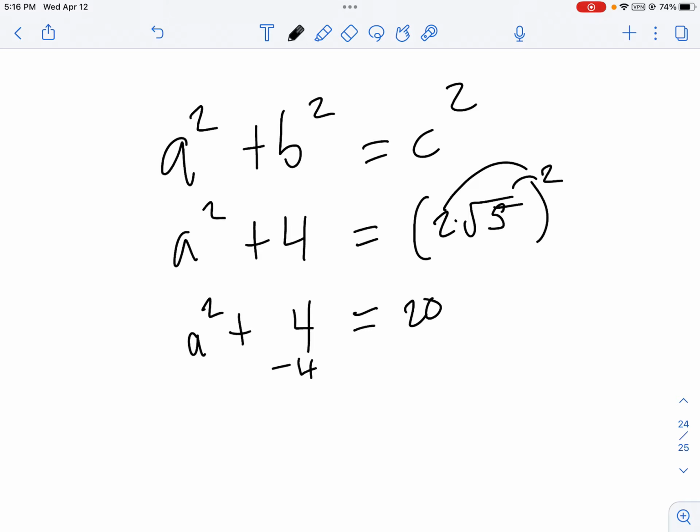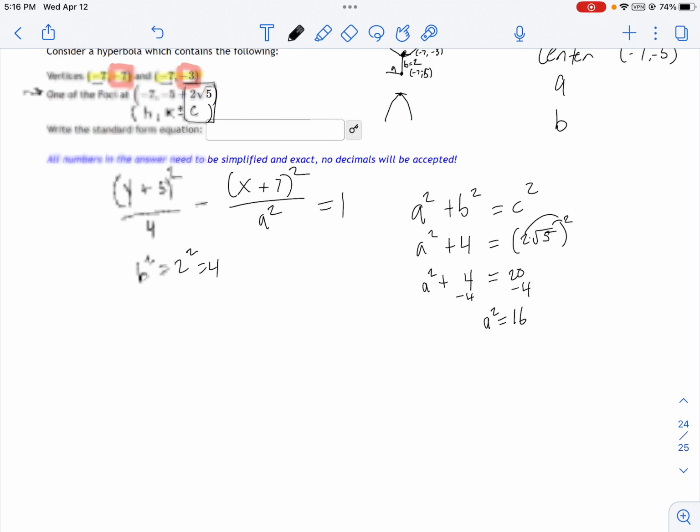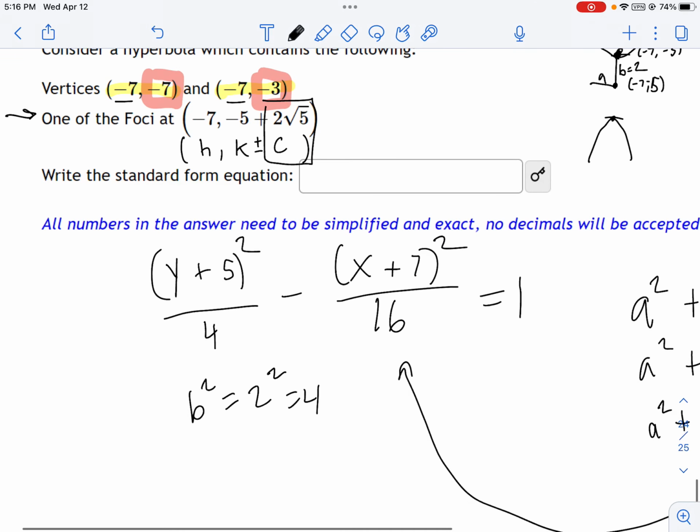So subtract 4, and we get a squared equals 16. You don't have to solve for a, we know it's 4, but we need a squared in our equation, so we would just put 16 in its place, and that's it. You have now written the equation for a hyperbola. Huzzah! That's all there is to it.